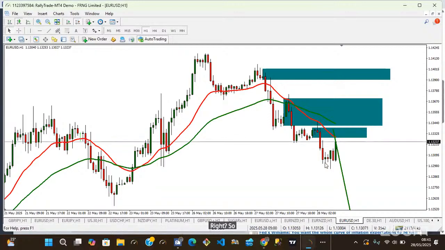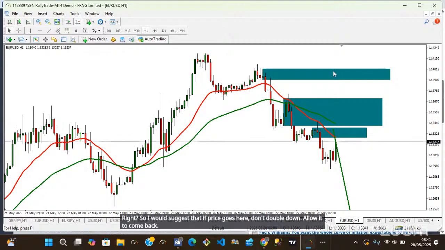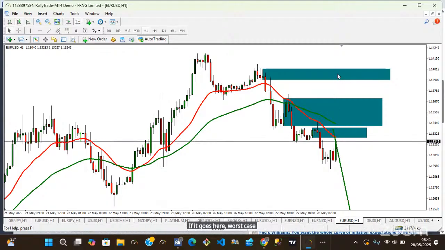So I would suggest that if price goes here, don't double down. Allow it to come back. If it goes here, worst case scenario, you can double down from this point. It's better to double down from this point, to have another sell at this point, all right? Okay, so that is my old setup. I will take another one if it gets to the extreme point. So Euro USD, we should be bearish.